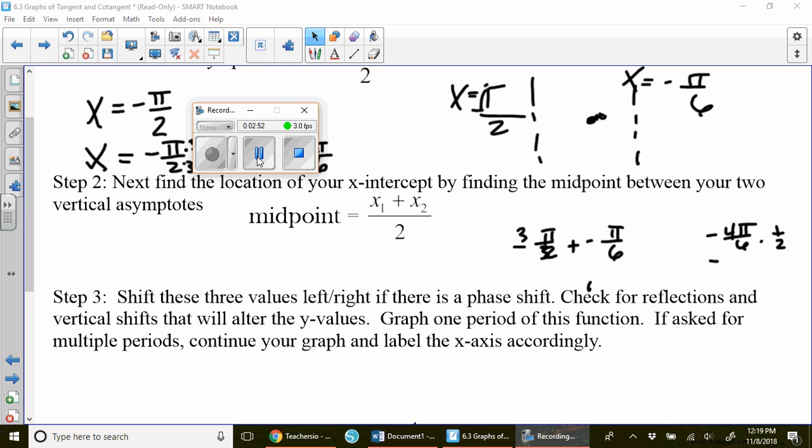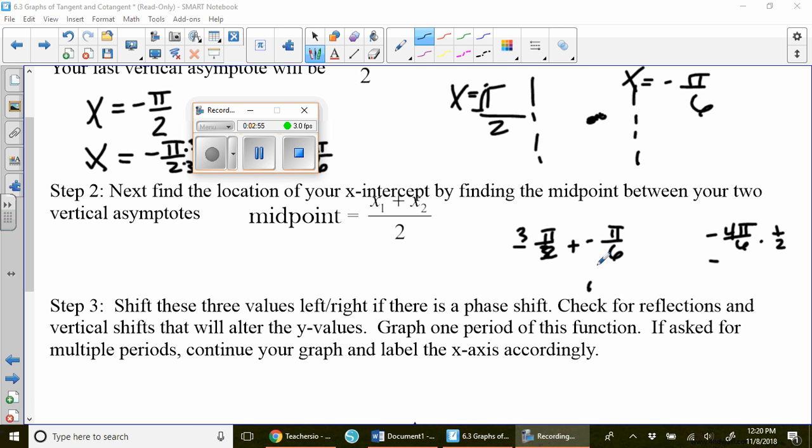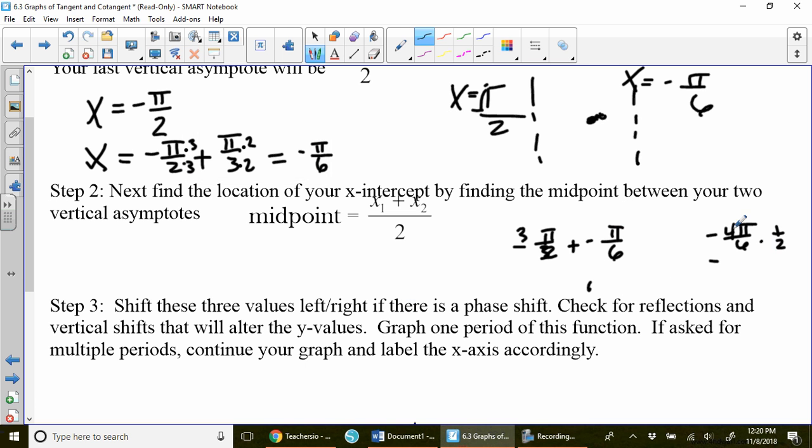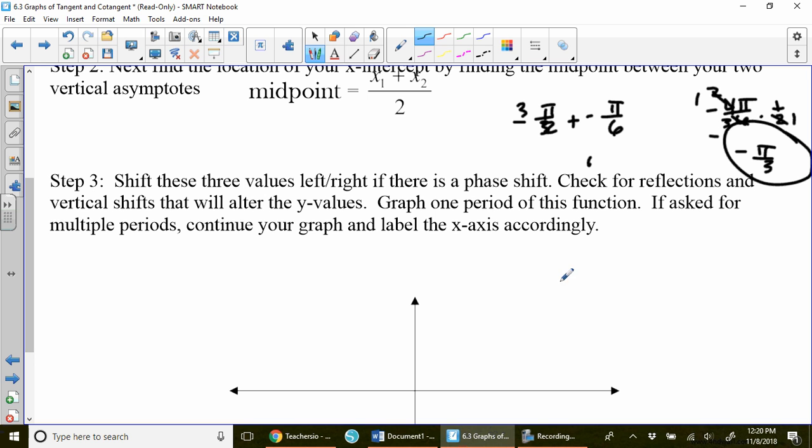If we are looking for our x-intercept, it is this value right here, halfway in between my 2 asymptotes. I'm going to simplify this. I can take a 2 out of this and a 2 out of this, and a 2 out of this and a 2 out of this. So this is negative pi over 3. That's the location of our x-intercept. So we now know where our 3 x values are based on the period alone.